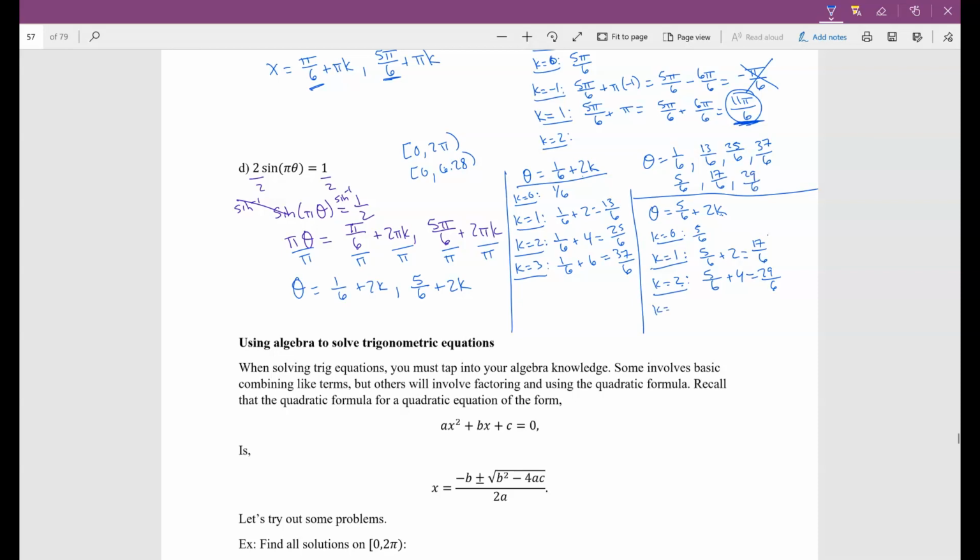And then I'm going to plug in 3 to see if that works. So 5/6 plus 4. Oh, that's wrong. Plus 6, because I'm plugging in the 3. So I'm going to get 5/6 plus 6, which is 41/6. That's way above it, so this one is not good. So these are all my solutions.